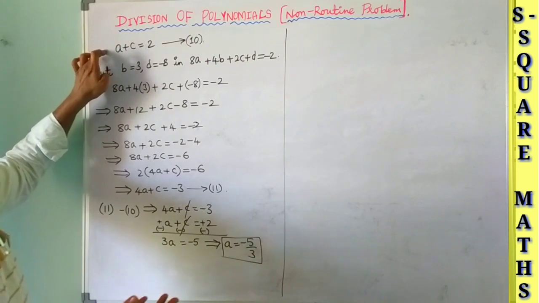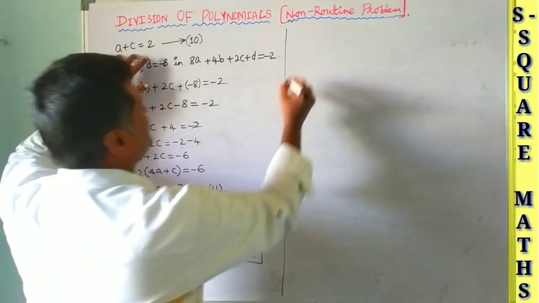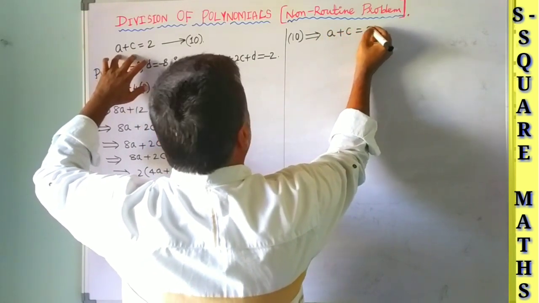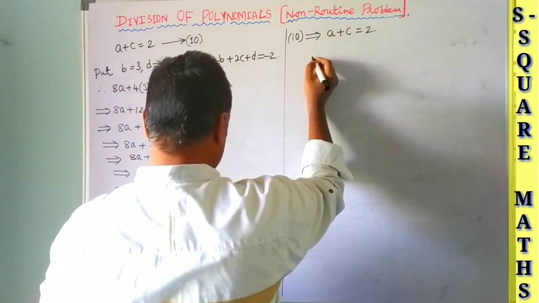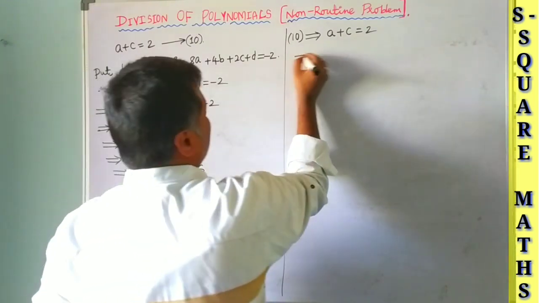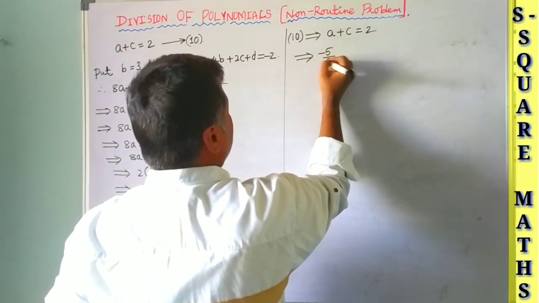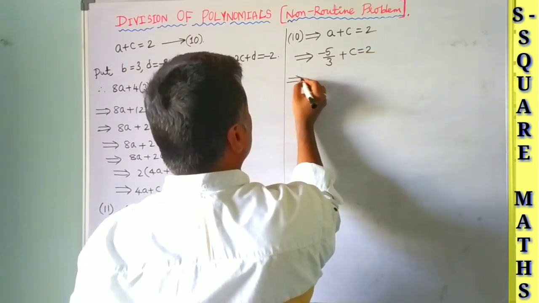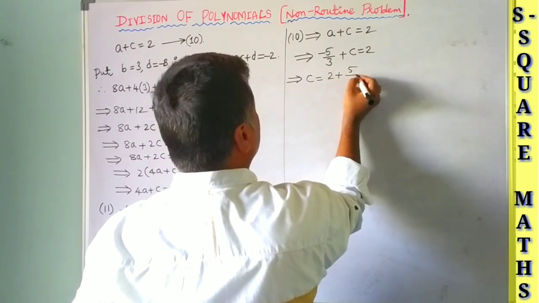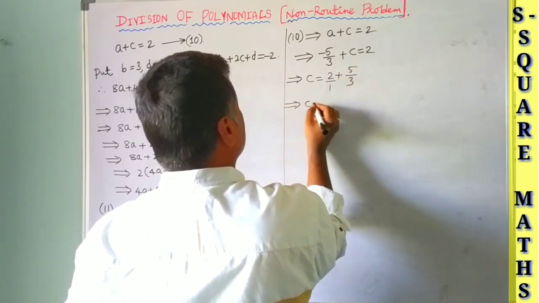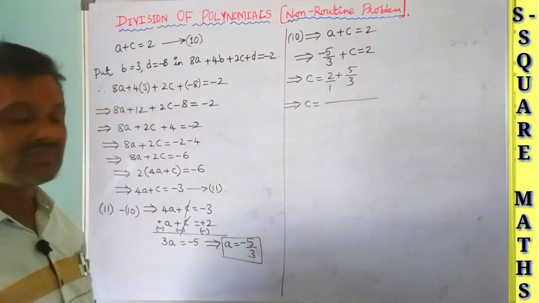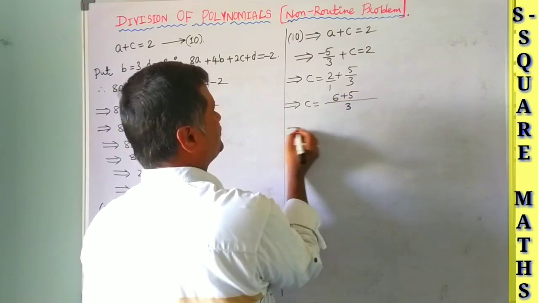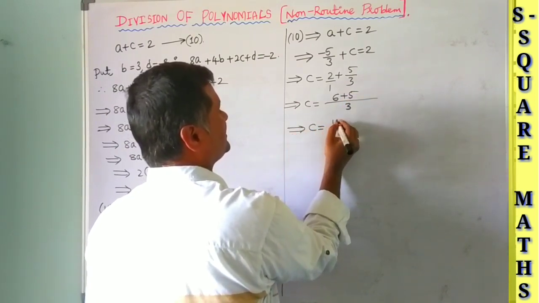So equation 10 is better because the coefficients of A and C are 1. So now equation 10, I can write here A plus C is equal to 2. So what is my A value? Minus 5 by 3. So this implies minus 5 by 3 plus C is equal to 2, which gives you C is equal to 2 plus 5 by 3. So take out the LCM. What is the LCM of 1 and 3? Nothing but 3. So here it is 6 plus 5. So finally C value is nothing but 11 by 3.